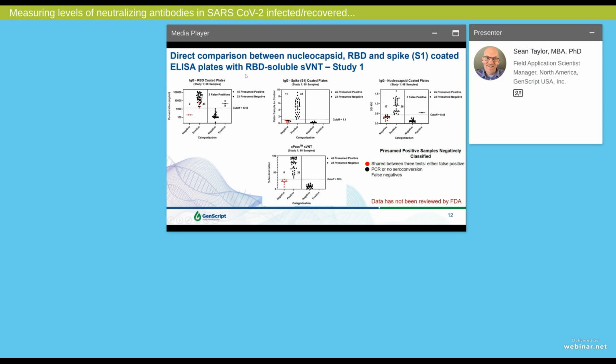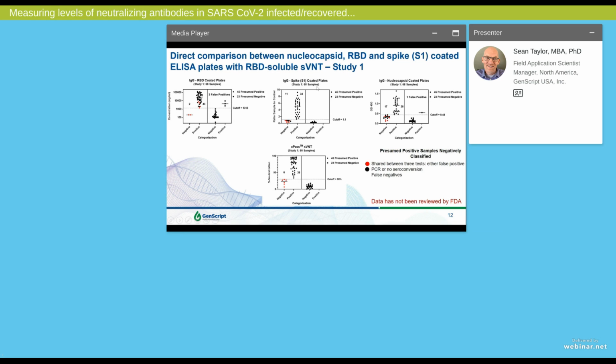In another study that we performed, we looked at, again, a number of different kits. So this was a kit that used an RBD-coated plate. This was a kit that used Spike S1-coated plates, and nucleocapsid-coated plates. And again, what we see here is in the case of the RBD-coated plate, for the 45 presumed positive samples, it called 43 of them positive and 2 of them negative. But in the case of the 23 presumed negative samples, and when I say presumed negative, these were pre-pandemic samples. They should be negative samples. It called 3 of them positive, which is a very high false positive rate.